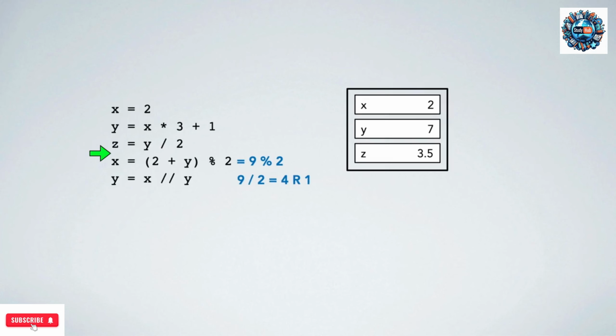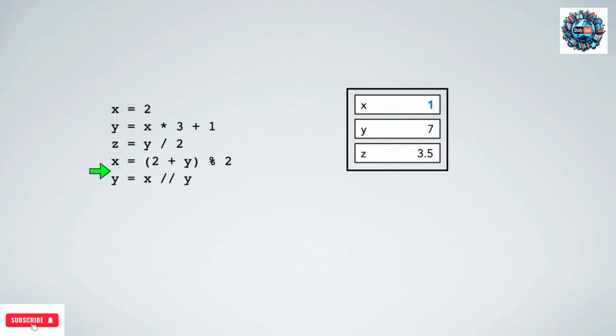And the way you do that operation is to first do division, 9 divided by 2, and then whatever the remainder of that is your answer. So 9 divided by 2 is 4, remainder 1, so the 1 is our answer to the mod operator. We'll put a 1 in x's box, updating the value of x.